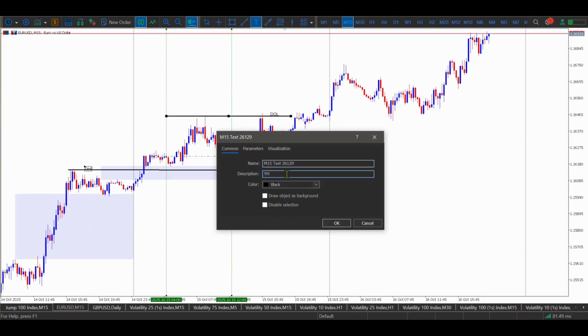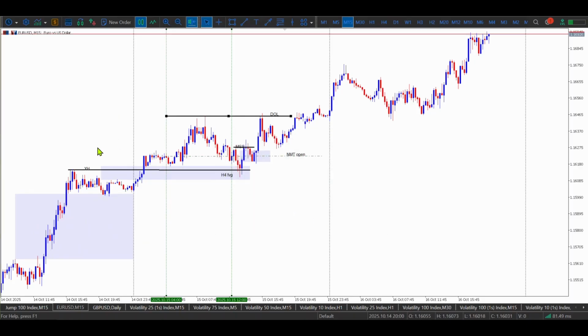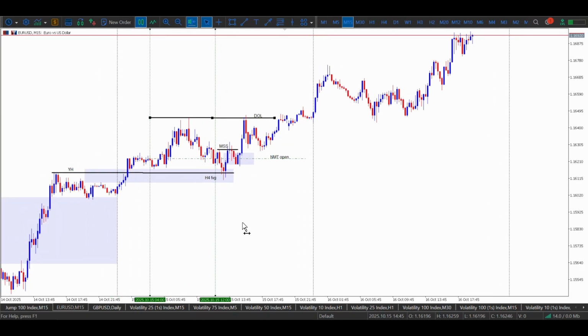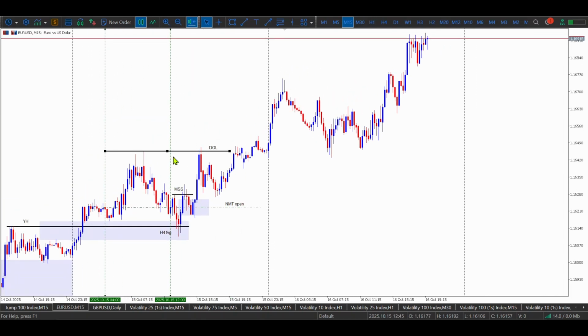Yesterday's high, YL stands for yesterday's high. So whenever you see me annotating like this on my chart, just know that it's yesterday's high. Fair value gap, market structure shift. DOL stands for draw on liquidity. Okay, so that's how I annotate my chart.